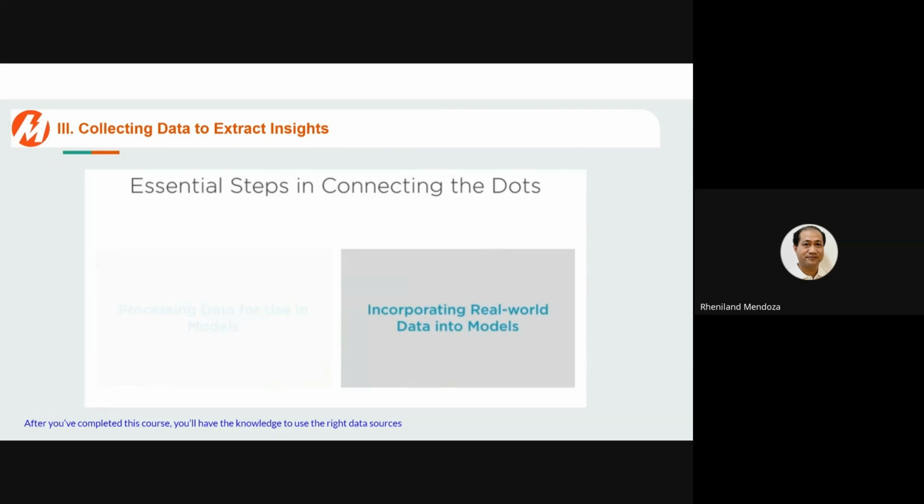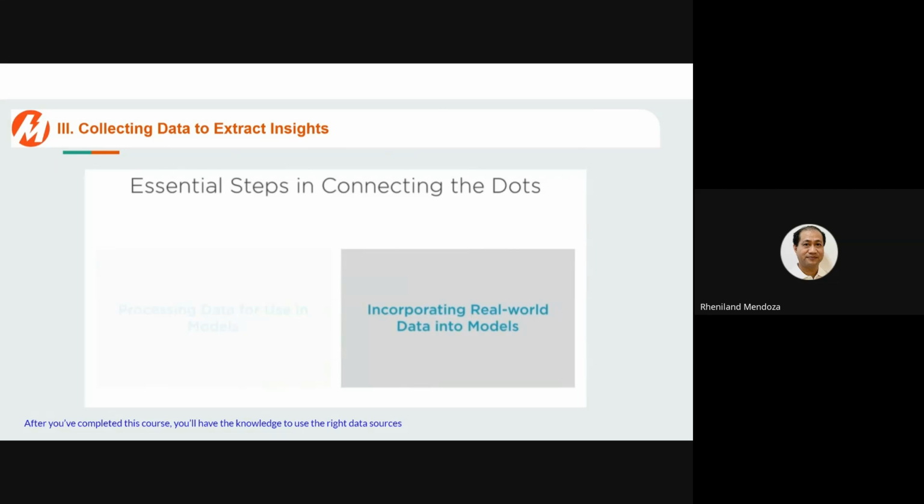We had spoken earlier about the essential steps in connecting the dots to analyze data. We need to process data for use in ML models and incorporate real world data into models. We also dove briefly into data processing techniques earlier. We'll now look at incorporating real world data into models. And we know that data in the real world tends to be big, just like what you sent me a month ago.